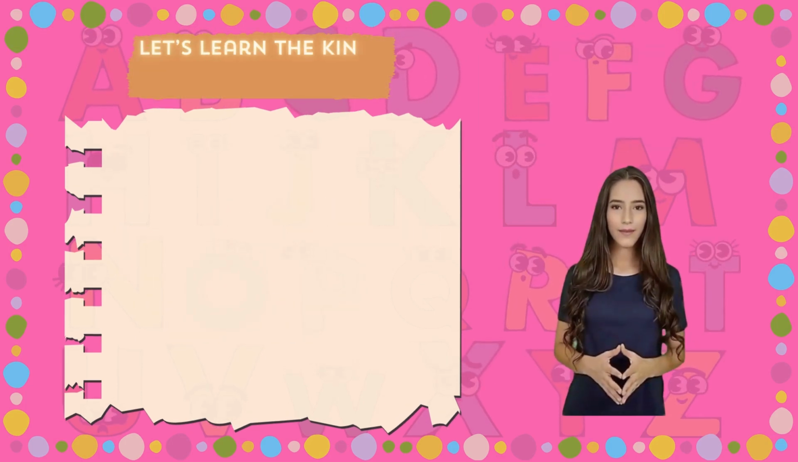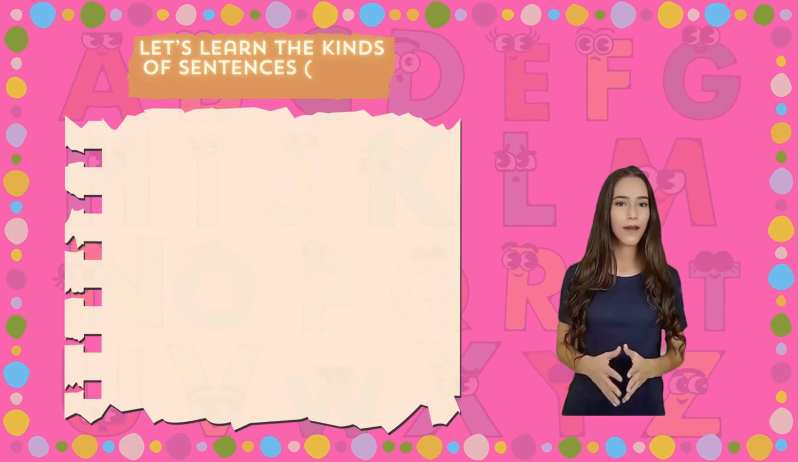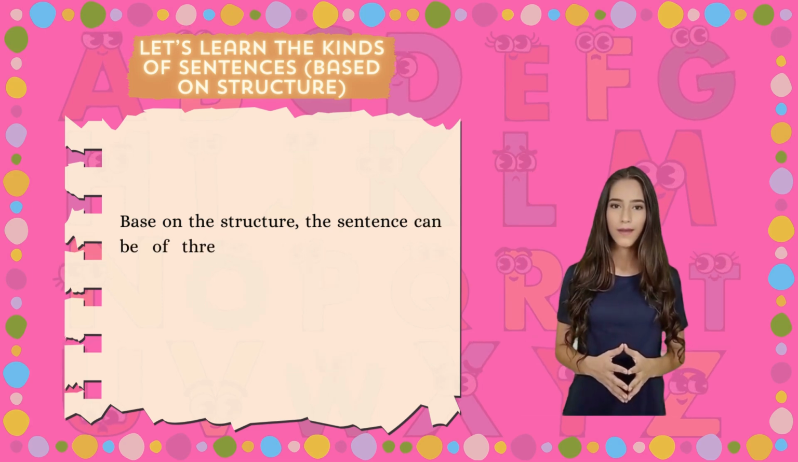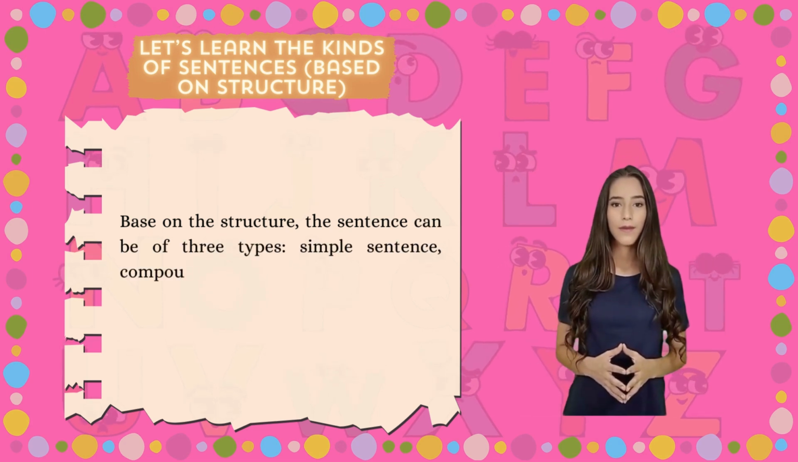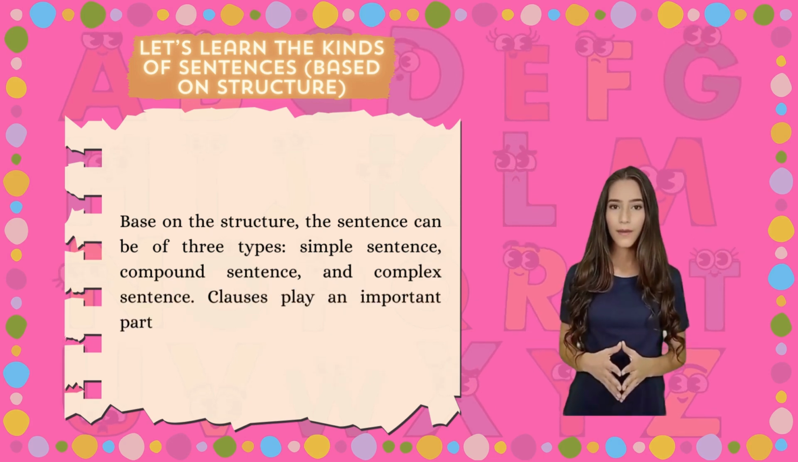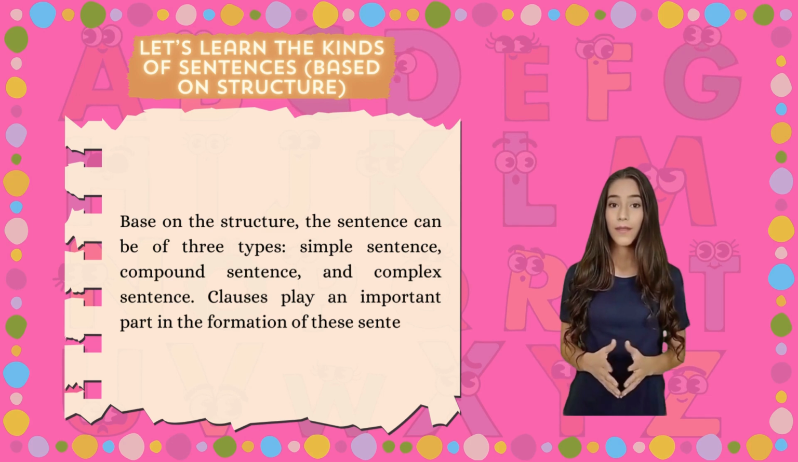Let's learn the kinds of sentences based on structure. Based on the structure, the sentence can be of 3 types: simple sentence, compound sentence, and complex sentence. Clauses play an important part in the formation of these sentences.